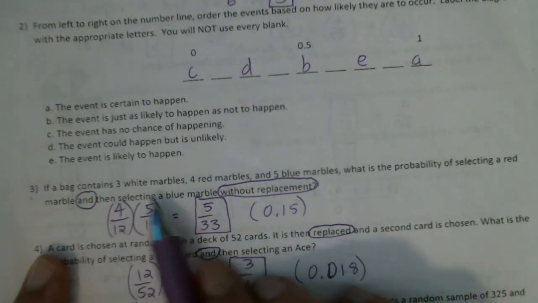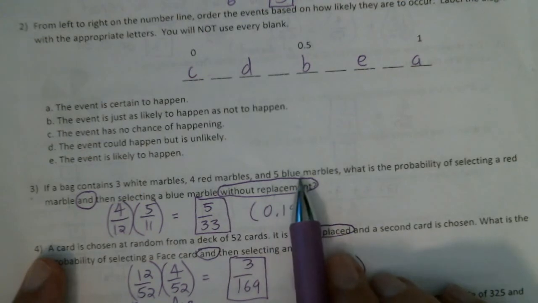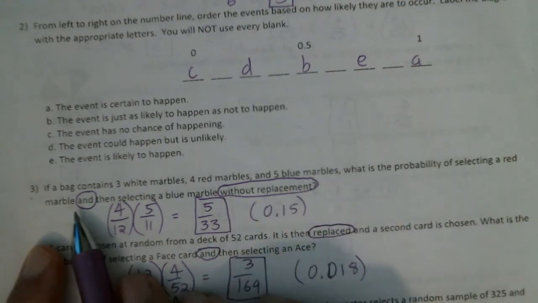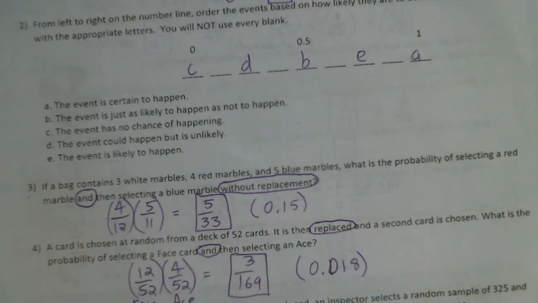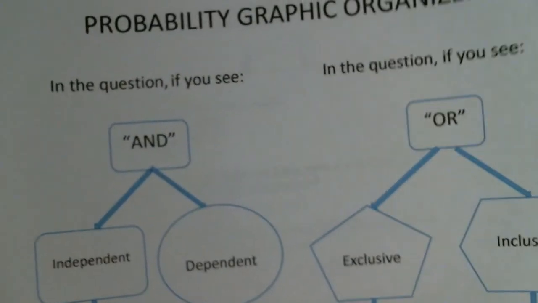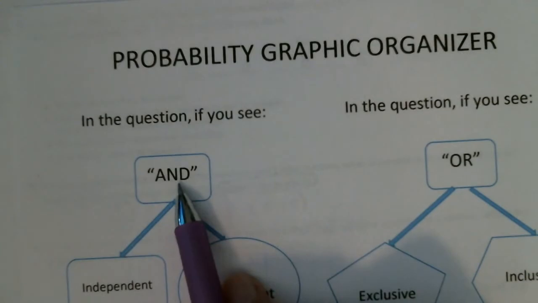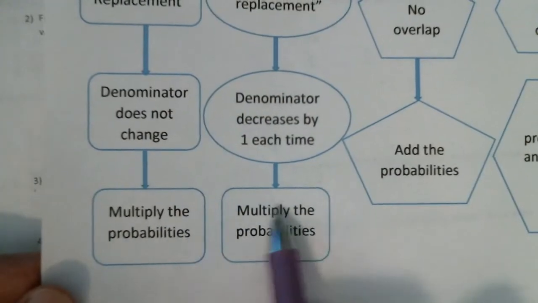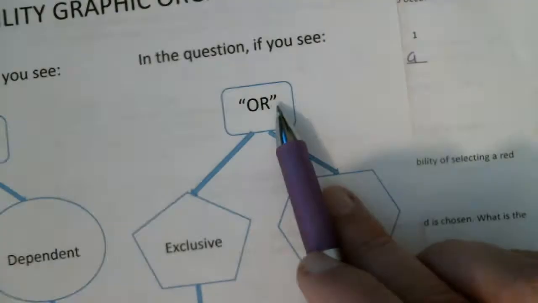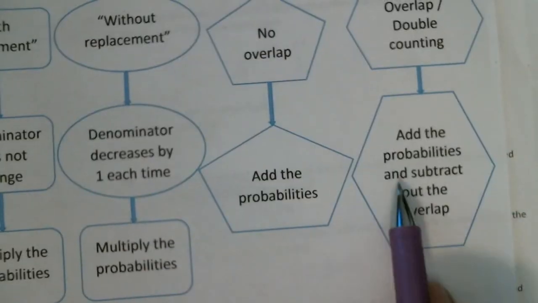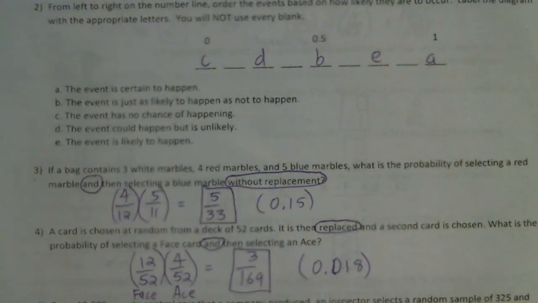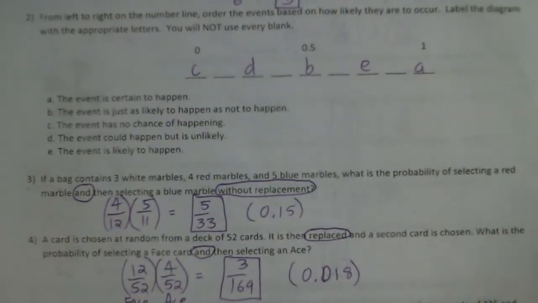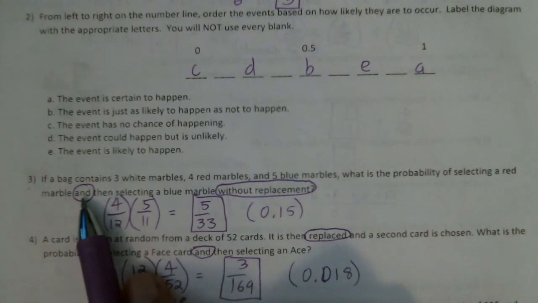If a bag contains 3 white, 4 red, and 5 blue, what's the probability of selecting a red and? There's that word. When you see the word and, pull back up our graphic organizer. In the question, if you see the word and, then we are going to multiply our probabilities. If you see the word or, we are going to add our probabilities. So if you got those confused, then yeah, you probably made a score that you weren't very happy with on this. Critical words. Okay, but in this one I see the word and.